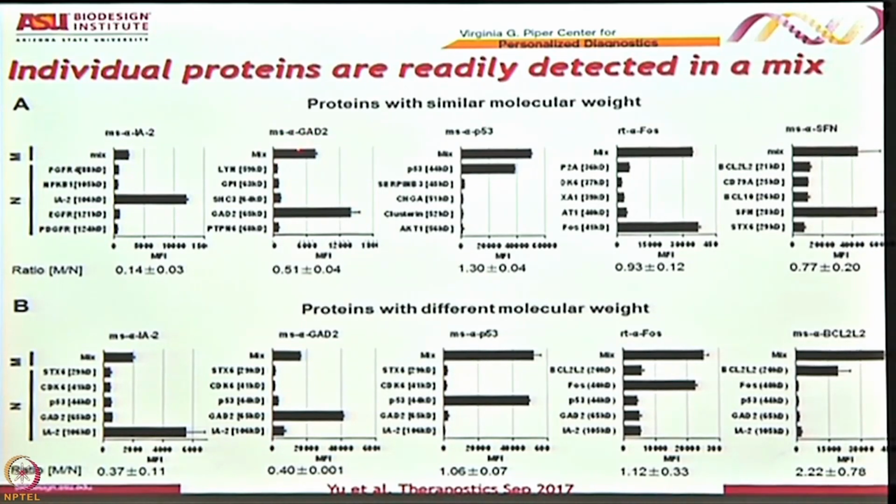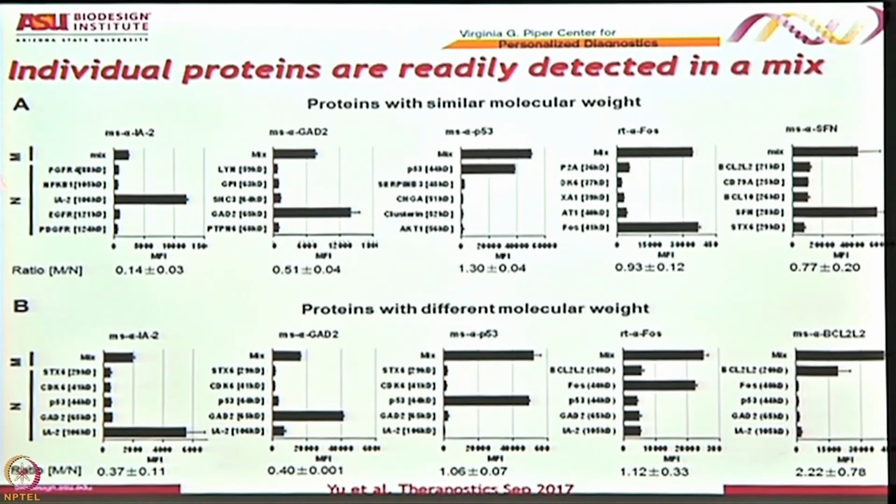Here's another one, GAD2. We can detect it in the mix. We can see it as a single protein. Here's anti-p53. It turns out that the mix was even better than the single protein was. Here's anti-FOS. You can see that the mix was about the same as the individual spots. And here's SFN. And again, you can see that they're comparable. That showed us that the system was basically working.